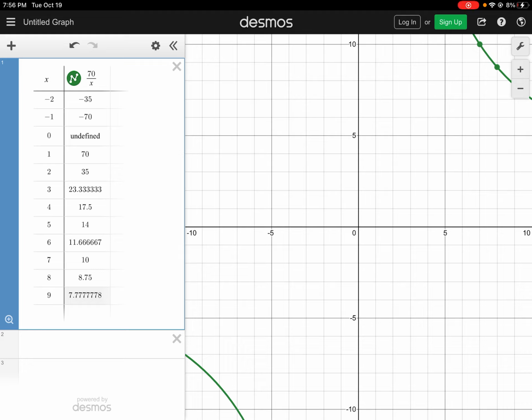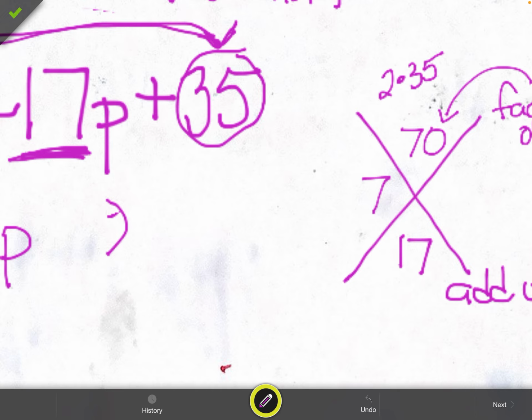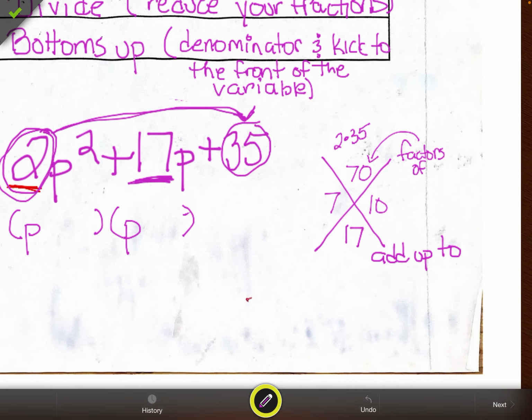6, we're not going to use. How about 7 and 10? Well, 7 plus 10, that's my 17. So 7 and 10 are my 2 answers to my X puzzle. So I'm going to write them, 7, 10. Now, just like yesterday, you're going to come over here and transfer them over to your 2 sets of parentheses.